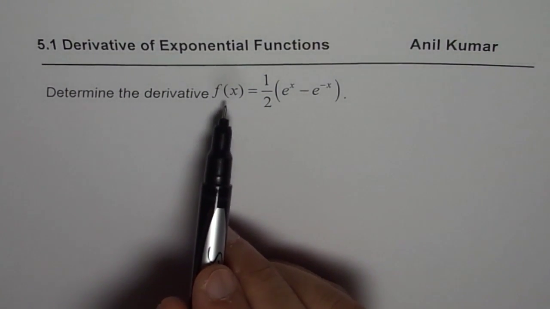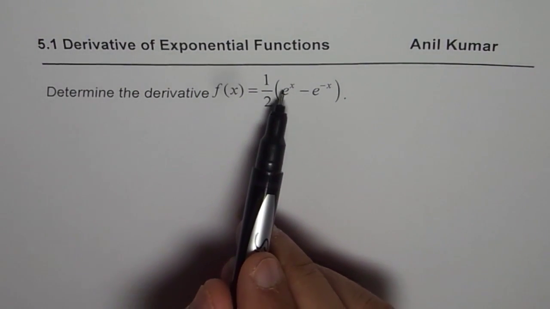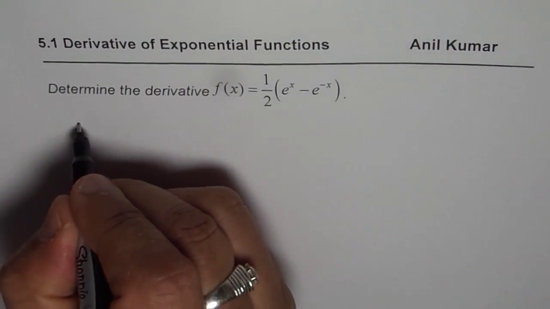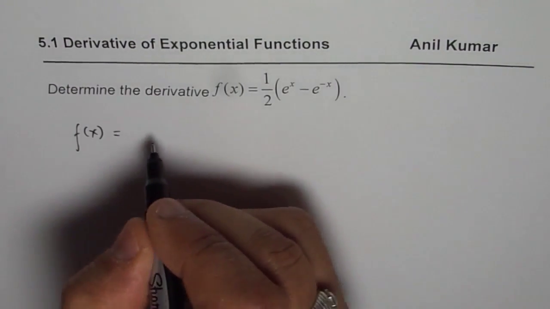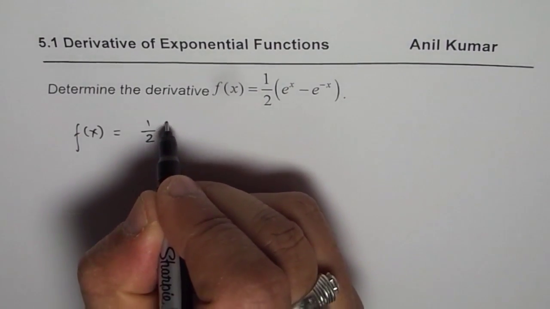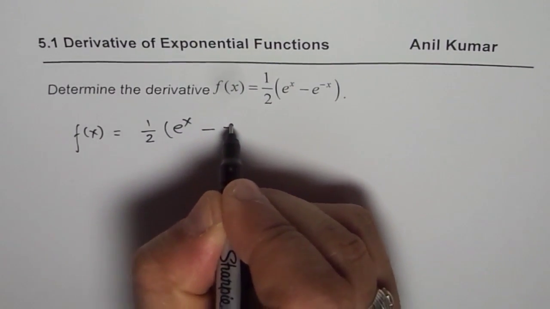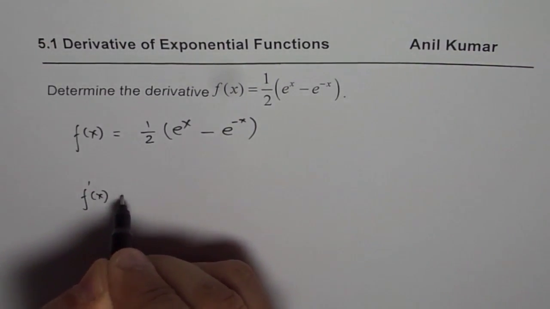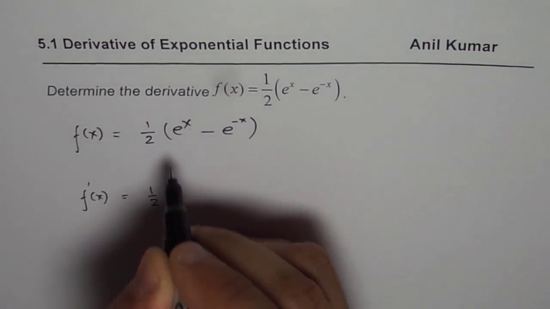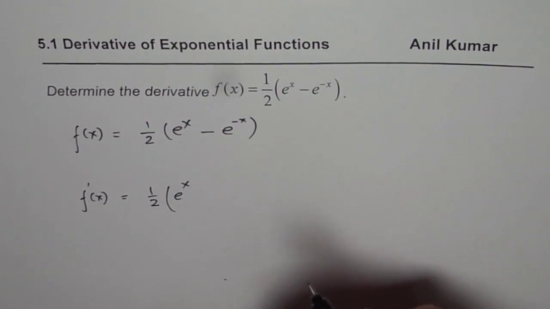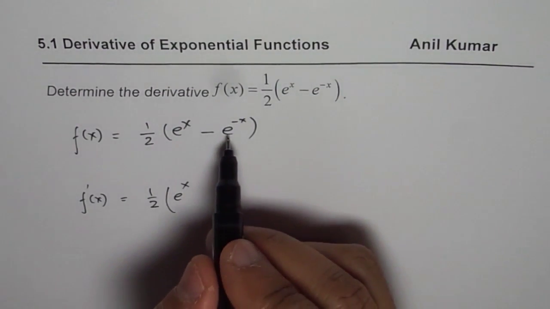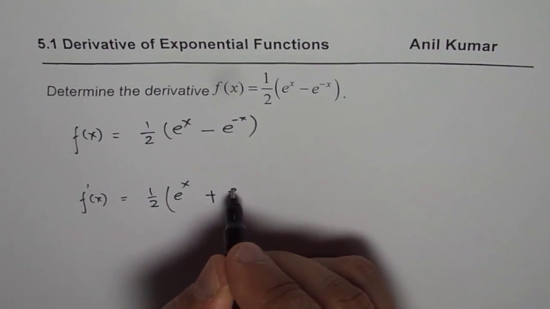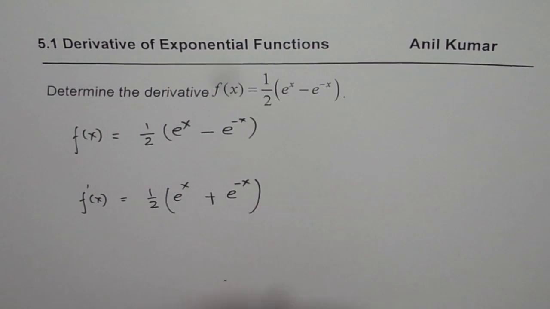Determine the derivative of the function half of e to the power of x minus e to the power of minus x. So f of x is given to us as equal to half of e to the power of x minus e to the power of minus x. The derivative of this function is half of, derivative of e to the power of x is e to the power of x, and here also e to the power of x times minus 1. So that makes this a plus, so that is our answer, right? So that is what you get.